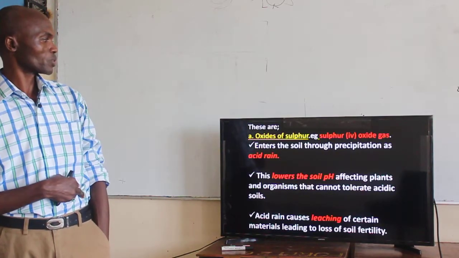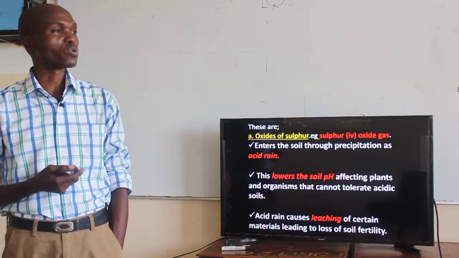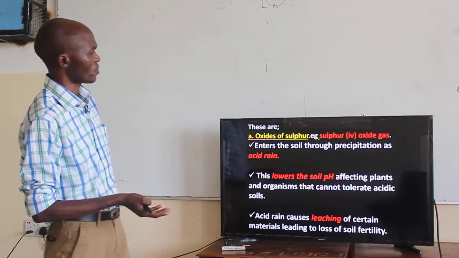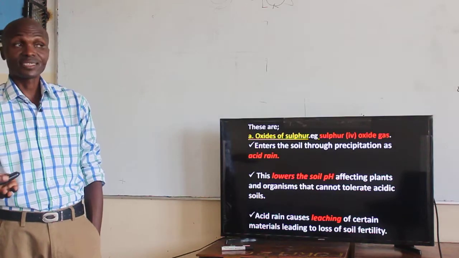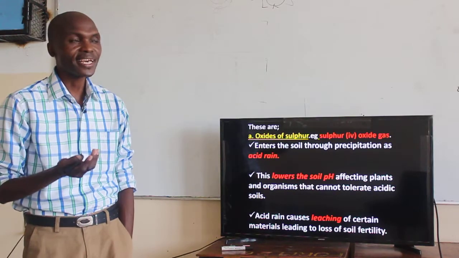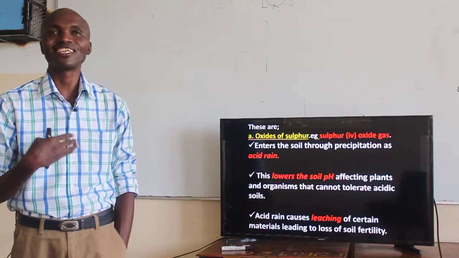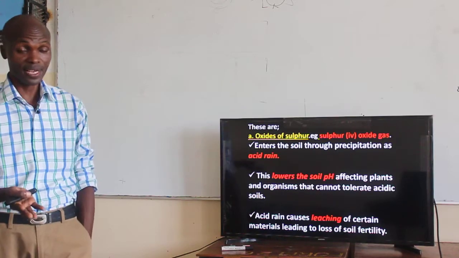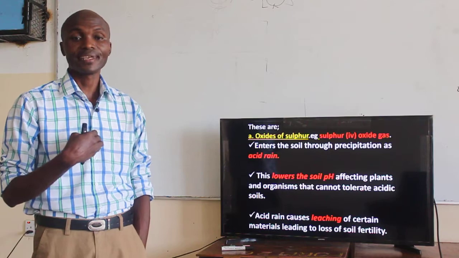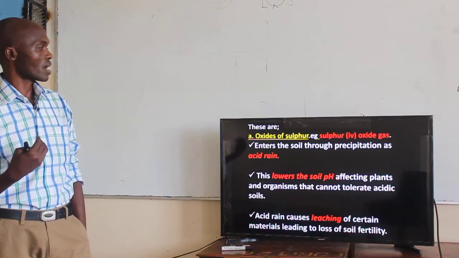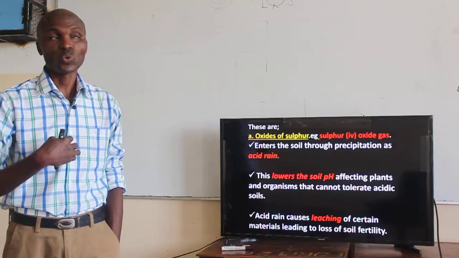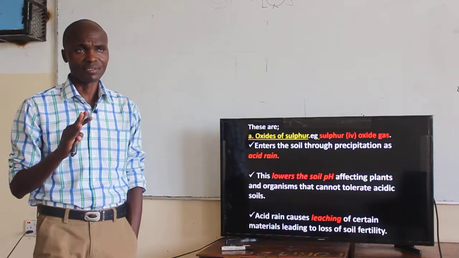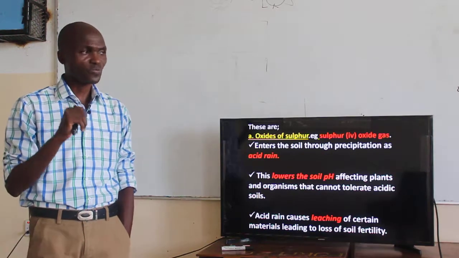Now, some examples of these pollutants are oxides of sulfur. For example, we are looking at sulfur 4 oxide gas, sulfur 6 oxide gas. How do they enter the soil? Now, these gases are normally discharged into the atmosphere, where they combine with rainwater to form acidic rain, and that acid rain falls in form of precipitation. So we have the rain combining with the sulfur oxide. It ends up in form of rain that falls on the soil.